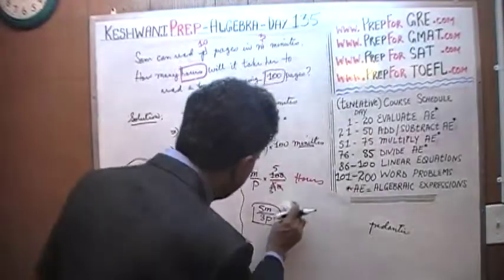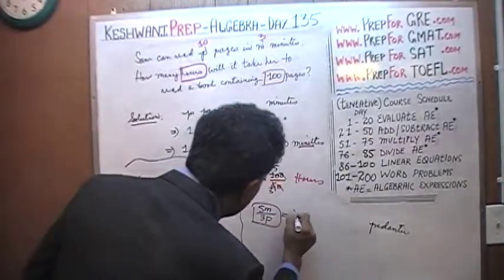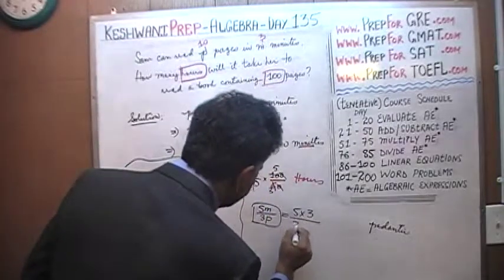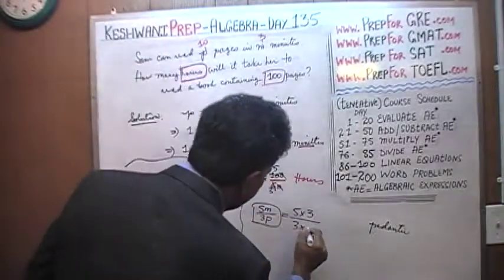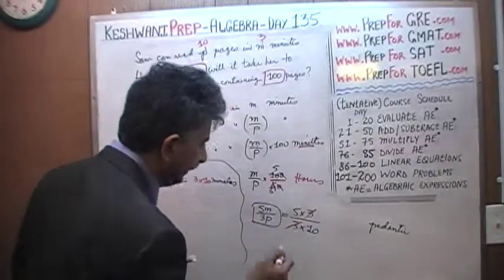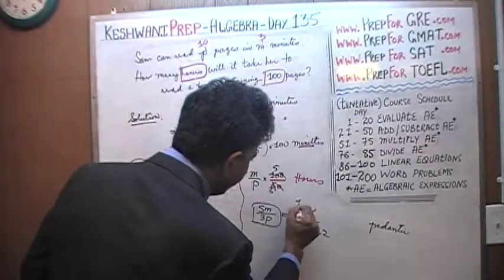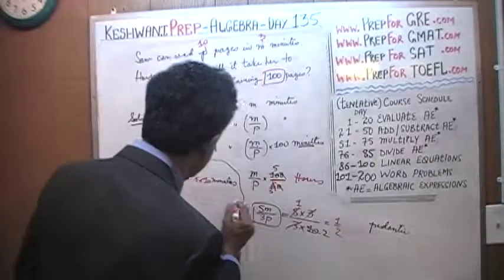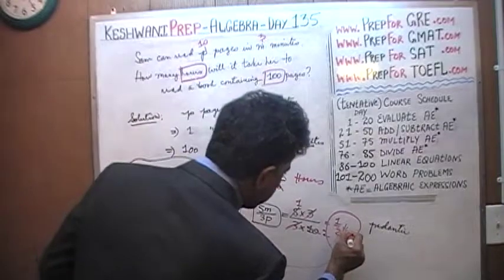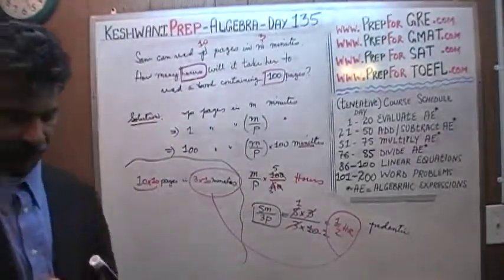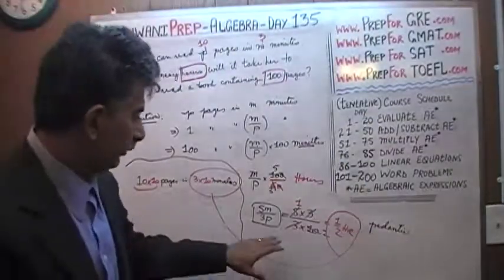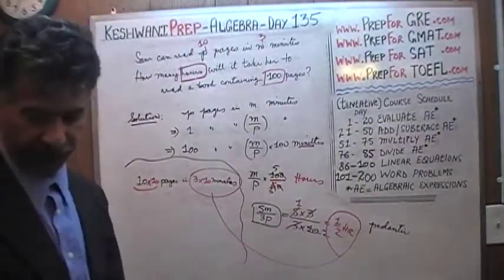Let's do it here. 5 times m, which is 3, over 3 times p, which is 10. Watch what happens. This 3 cancels out with that 3, and 5 divided by 10 is half. Voila. Half, which is exactly what we found here, 30 minutes, which is half an hour. It does give us the same answer. It takes half an hour to read 100 pages, which is what this expression gives us. It is the right expression.